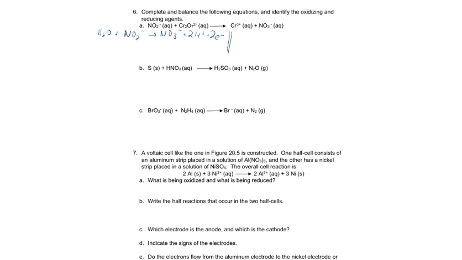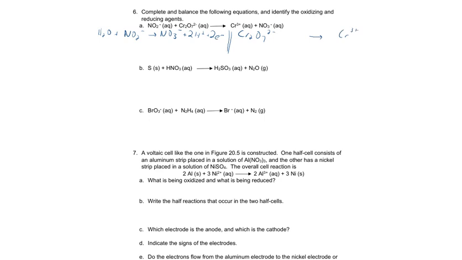Alright, and now I'm balanced. My charges are balanced, all my elements are balanced, I have 2 electrons. The other side, chromium: Cr2O7 2 minus becomes Cr3 plus. Oh, I'll leave some room here. My bad.